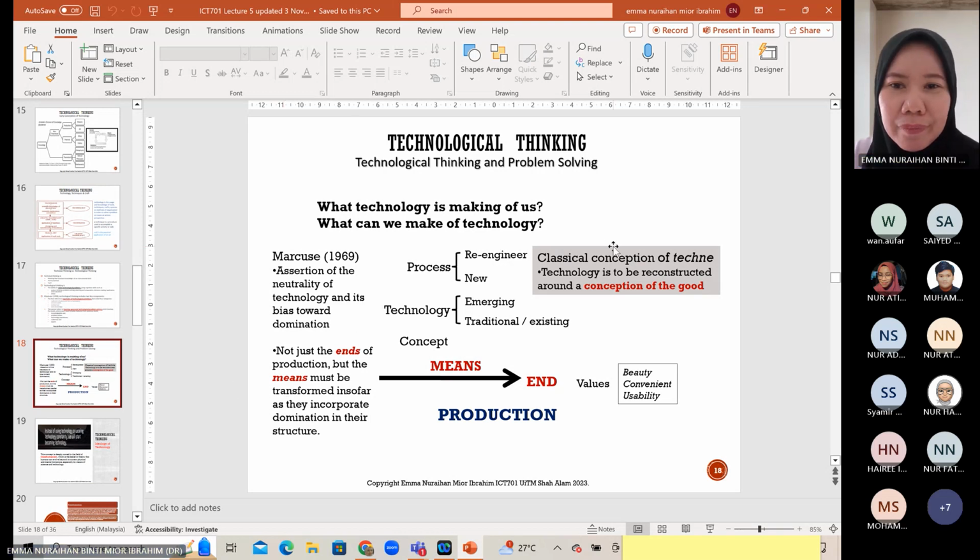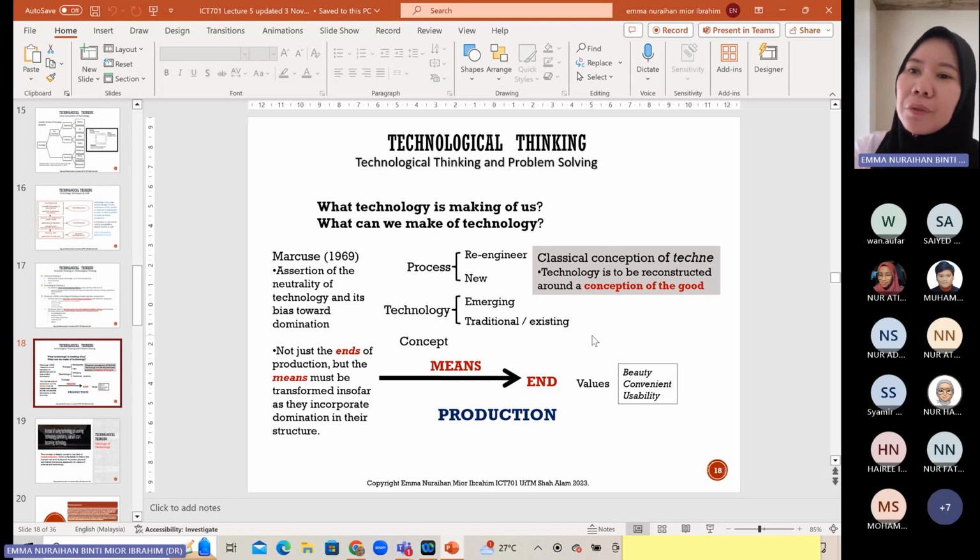Okay, so what technology is making of us? Okay, so here, classic conception of technology is being constructed around a conception of the good. So technology, sometimes we're not just looking to how we want to create technology, but the process. So kadang-kadang teknologi dah sedia ada, tapi tak cukup bagus lagi.